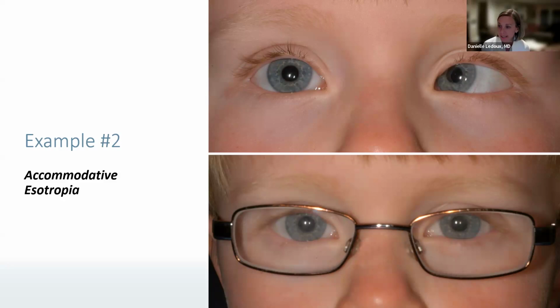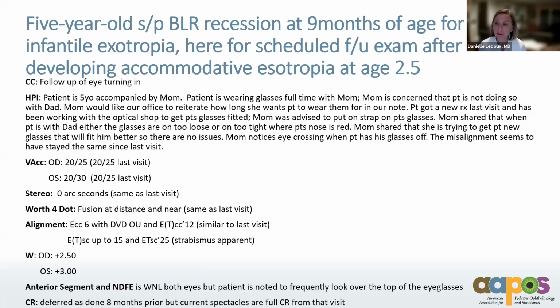All right, so I'll move on to a second example. This photo is stolen from one of the academic centers that had it posted, but it's a lovely example of a child with accommodative esotropia. So this is a 5-year-old in your office who did have surgery with you as an infant for infantile exotropia, had been well aligned for years, over time developed an accommodative esotropia, and has been in glasses since.